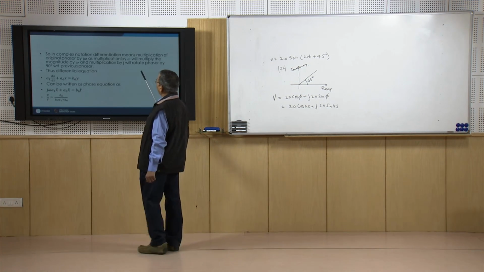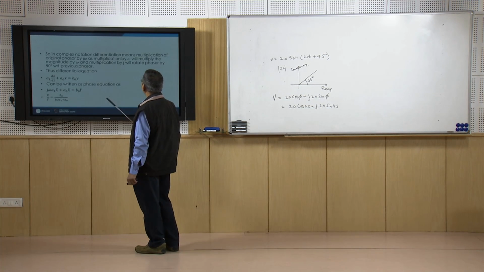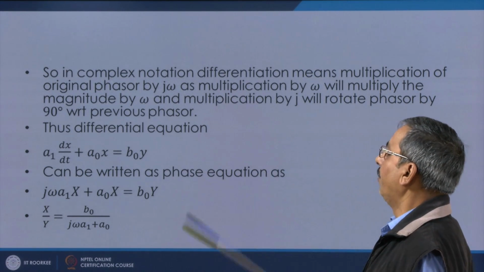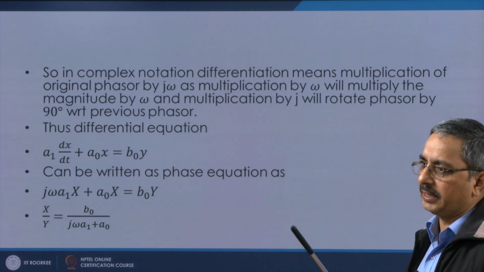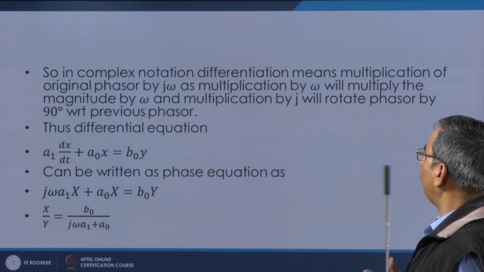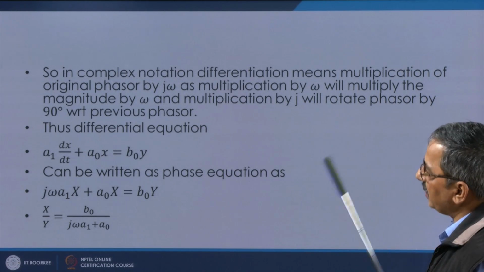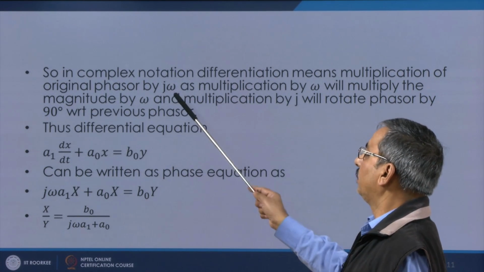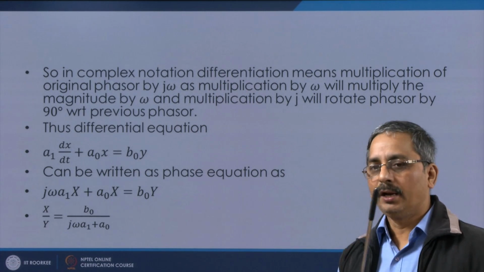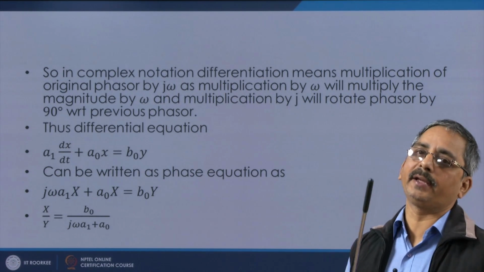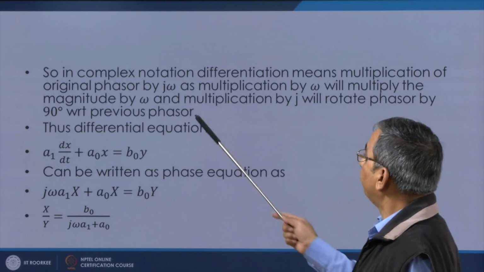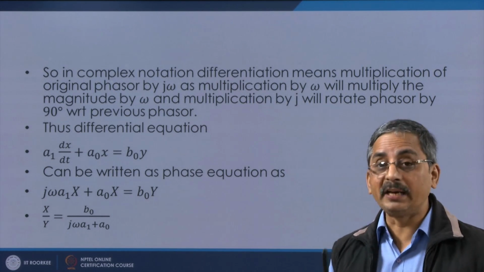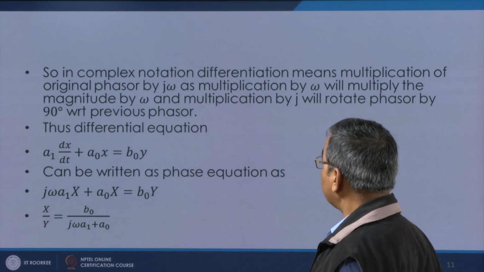So in the complex notation, differentiation means, as I said, multiplication of the original phasor by j omega. So in phasor operation, if I have a phasor written in terms of complex notation, then the differentiation essentially means that I multiply that phasor by a factor j omega. Now this multiplication by j will be rotating that phasor by 90 degree with respect to the previous one, and the multiplication by omega will be multiplying the magnitude by omega. Okay, so this is what is done.